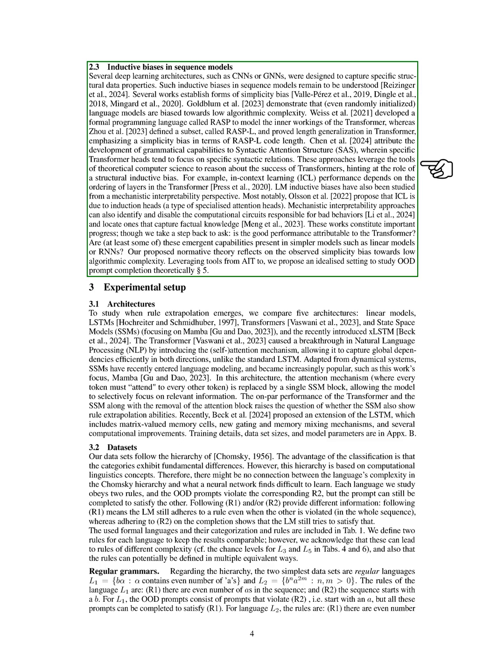We question whether the good performance of transformers is solely due to their architecture or if simpler models, like linear models or RNNs, can exhibit similar capabilities. Our proposed normative theory reflects on the observed simplicity bias towards low algorithmic complexity, using tools from algorithmic information theory to create an idealized setting for studying OOD prompt completion theoretically.